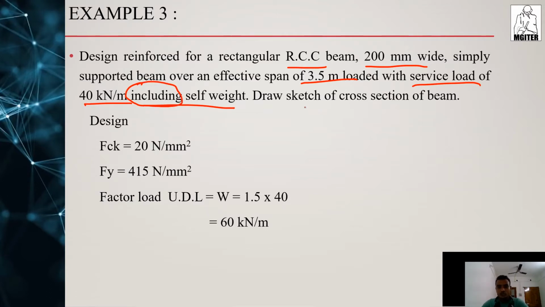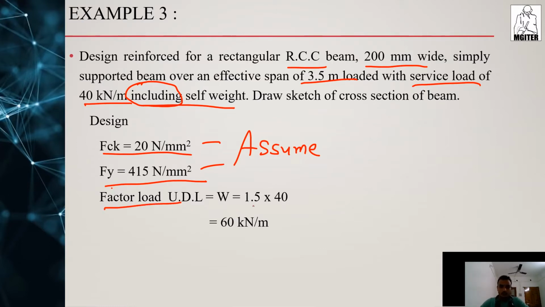Draw sketch of cross section of beam. Okay, so first of all, design. These are the given data. fck is 20 Newton per mm square, fy 415 Newton per mm square. These are the material which is assumed by us. This value is not given in the example, so we assume my concrete grade is M20 and steel grade is Fe415. These are assumed.